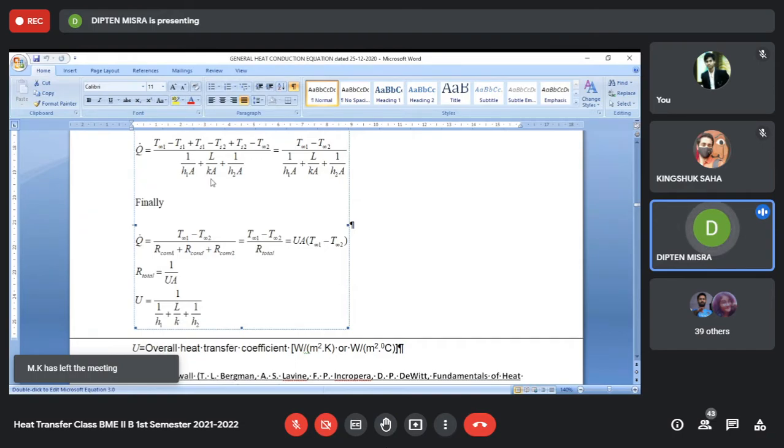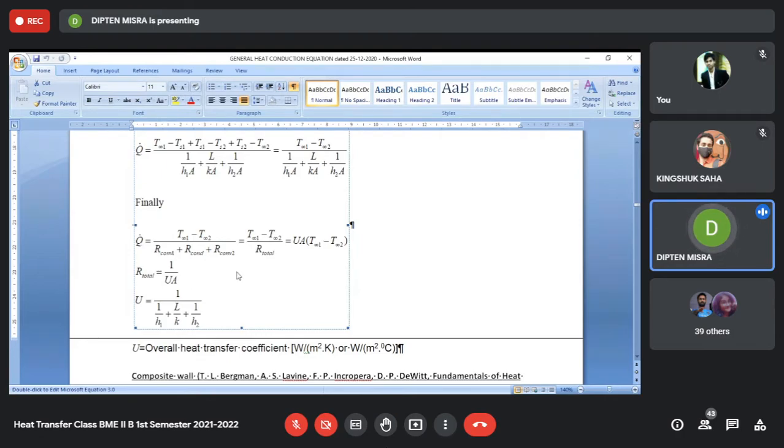The resistance was L by KA. So if you take out this A, it goes over here. It becomes equal to (1 by h1 plus L by K plus 1 by h2) whole into A into (T infinity 1 minus T infinity 2). So that A remains over here, and the remaining 1 by h1 plus L by K plus 1 by h2, that forms your U, the overall U value, which is termed as the overall heat transfer coefficient.